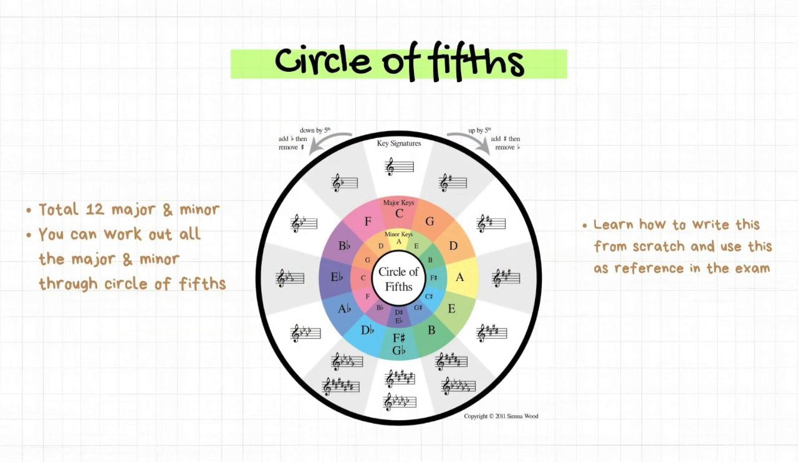Here is the circle of fifths, which consists of a total of 12 major and minor keys. You can work out all the major and minor keys through the circle of fifths. Learn how to write this from scratch, and you can use the circle of fifths as reference in the exam. Now I'll share how to construct the circle of fifths from scratch, and also how the major and minor work, and how to work out the key signatures.